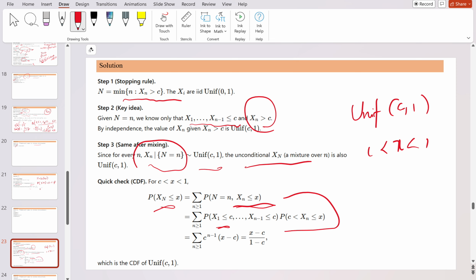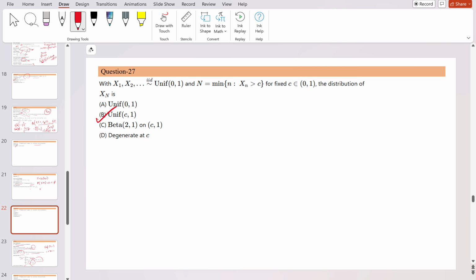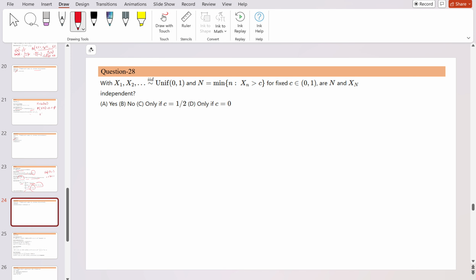So the first n minus 1 terms are less than or equal to c, and the last term is less than or equal to x and greater than c. So when you sum up, it gives c to the power n minus 1 times (x minus c), and when you sum it up, it is (x minus c) divided by (1 minus c). When you have the CDF between 0 and 1, there you get 1 upon 1 minus c. Here the CDF is uniform between c and 1. So the answer is (x minus c) divided by (1 minus c), so it's a uniform distribution between c and 1.